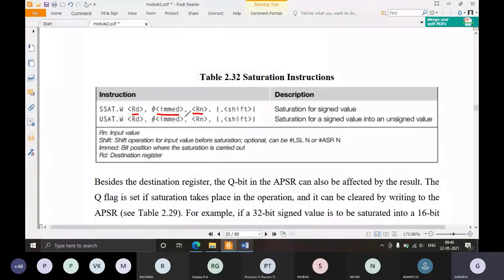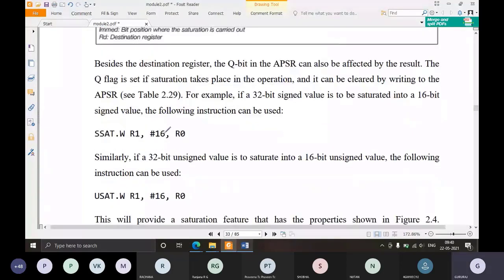Okay. So you can saturate the original value to 8 bits or 9 bits or 10 bits or 16 bits, 32 bits, like that. That is specified by the immediate value given, and whatever the result, that will be stored to Rd. And this shift is optional. The same thing is true for unsigned saturation also. One example is given here.